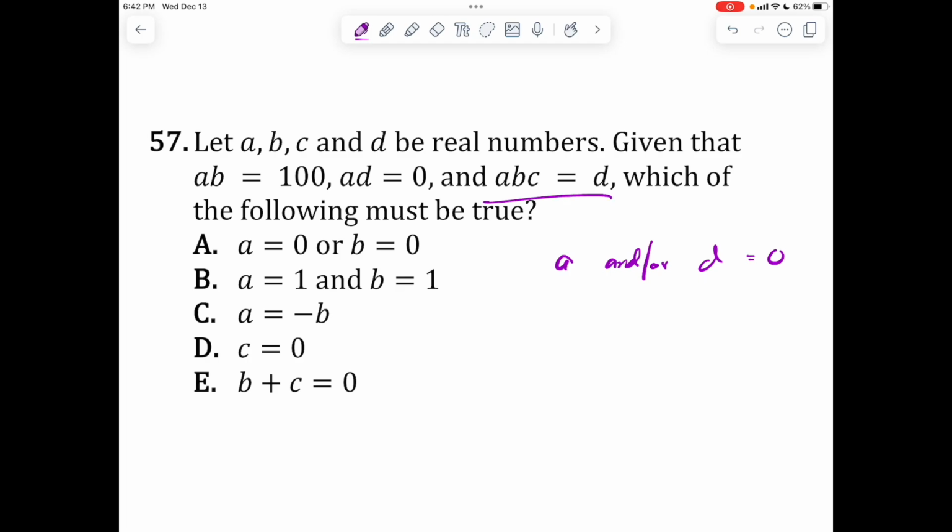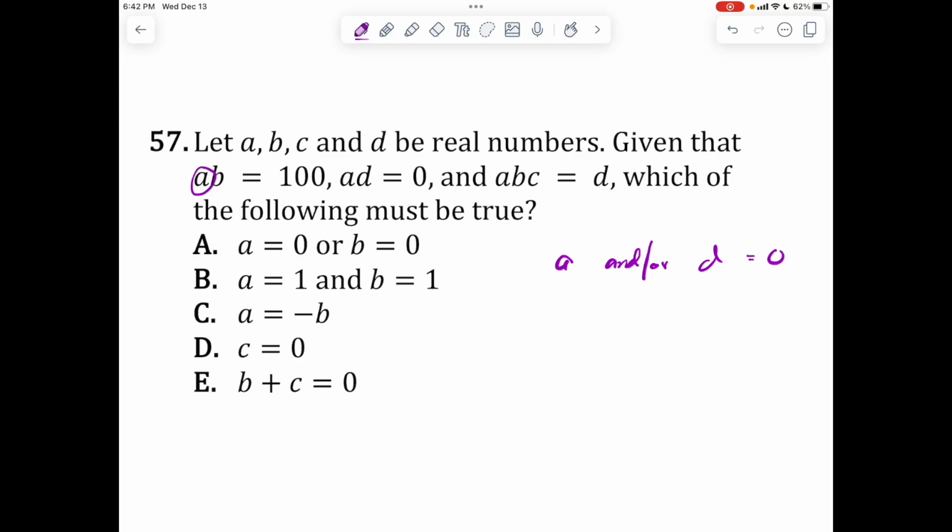And then we see here, this is another clue. Now, we're not sure which of A or D is equal to 0. And here, I'm told that A times B is equal to 100. If A times a number gives me a number that is not 0, that means that A, I guess, yeah, A can't be 0, right?